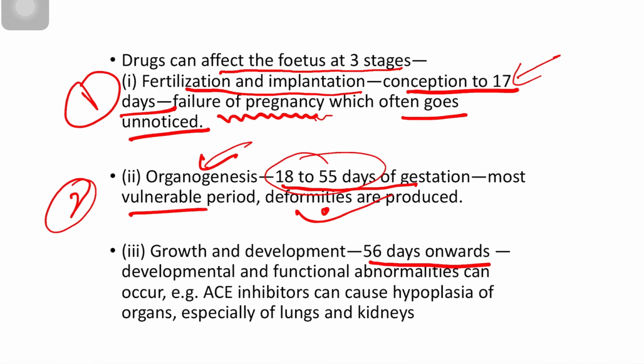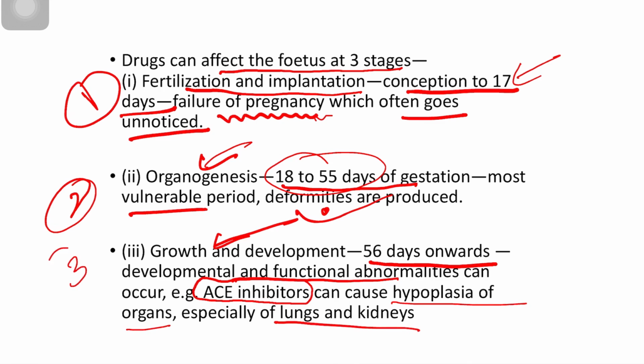And the third phase is from 56 days onwards. That is a phase of growth and development, where most of the physiological functions get developed. So if a pregnant female gets exposed during these days, functional abnormality and developmental abnormality can occur. These are some of the examples. ACE inhibitors are the medications which we use in treating high blood pressure patients, and that might produce hypoplasia of organs like lungs and kidney. So these are the three different phases in which, if the pregnant female gets exposed, different kinds of deformities are produced.